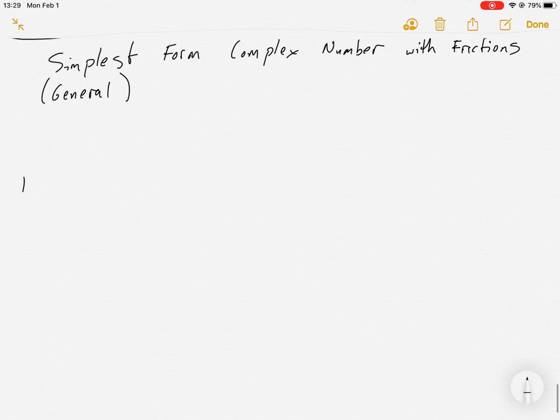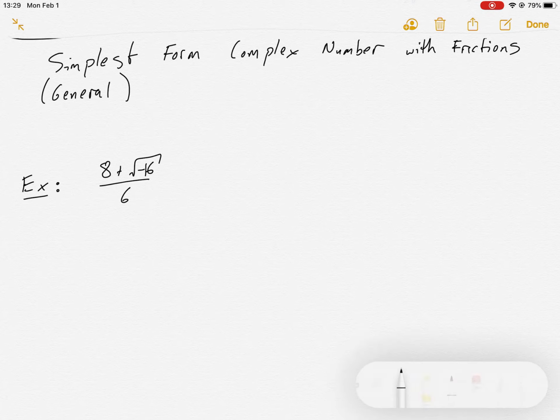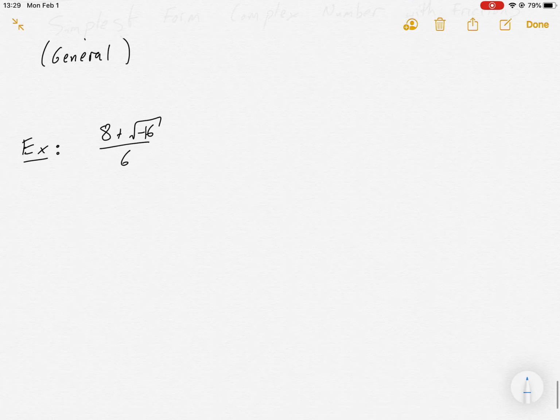So let's just say, for example, you did all this work and you ended up with an answer that looks like this: 8 plus the square root of negative 16, all over 6. Now, you did everything right. Let's say this was the correct answer. And you'll see how we might get an answer like this in just a moment. But let's say you got this. This was your correct answer. Now, there's a lot of stuff going on.